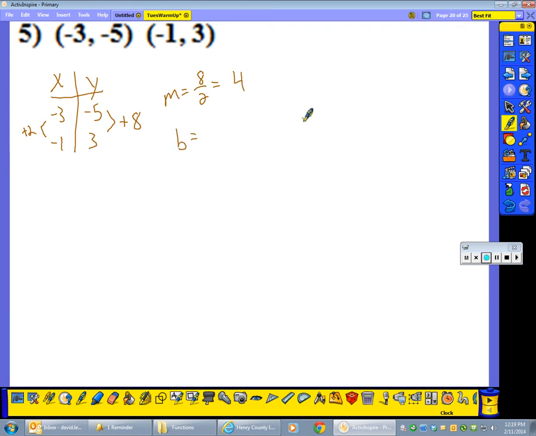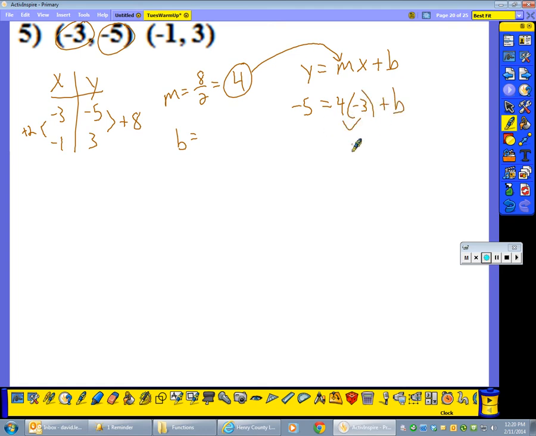So now I need to find out what my y-intercept is. So I'm going to use y equals mx plus b. I'm going to take my m value, my slope, put it in there. I'm going to take my x value and put it in for x. I'm going to take my y value and put it in for y, and so it'll look like this. -5 equals 4 times negative 3 plus b. 4 times negative 3 is negative 12.